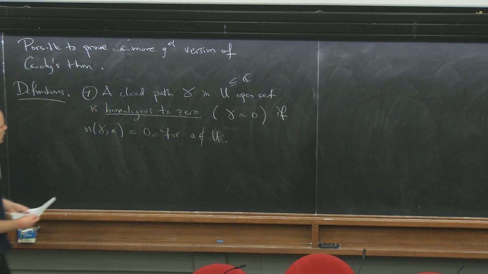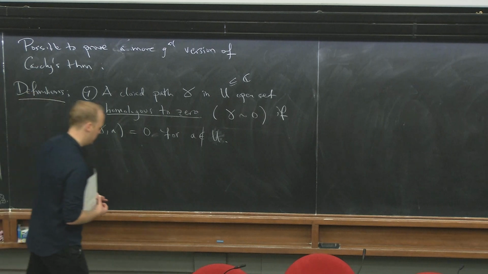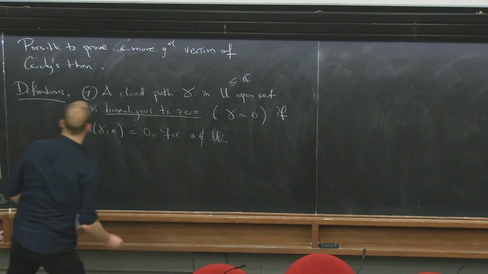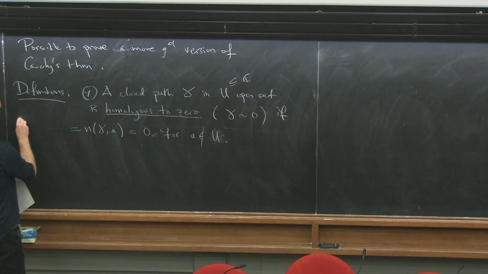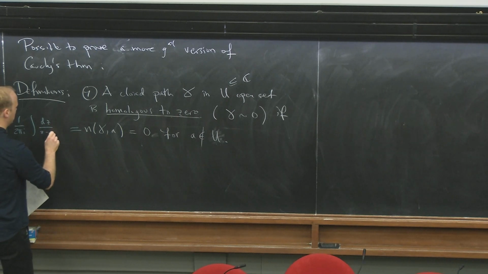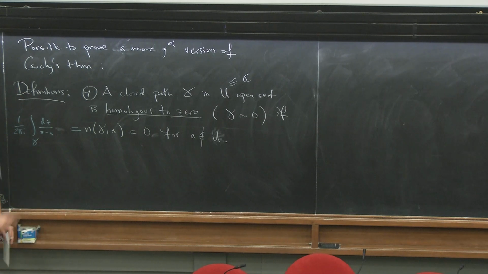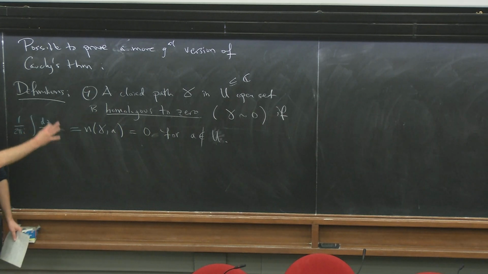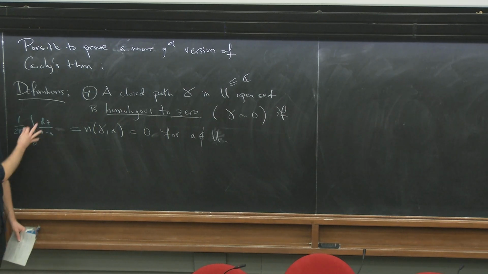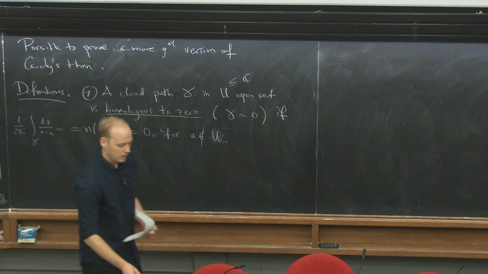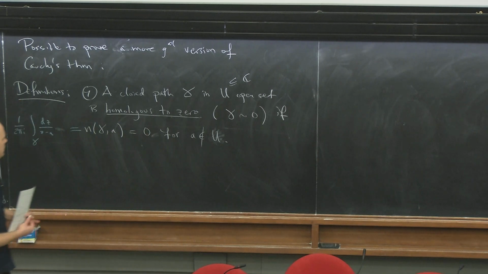Okay. So if the winding number is 0 outside, and we will also remind you of the definition of the winding number. It was 1 over 2 pi i, the integral of dz over z minus a along gamma. So this is the winding number of a. And you remember we explained in great length last time why this was a natural definition. This was the winding number.